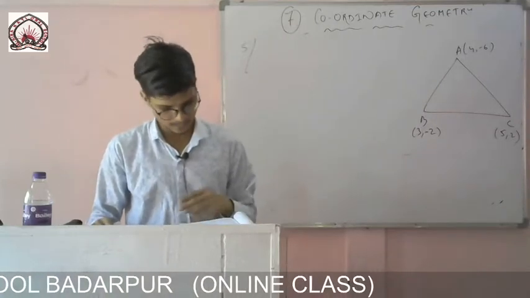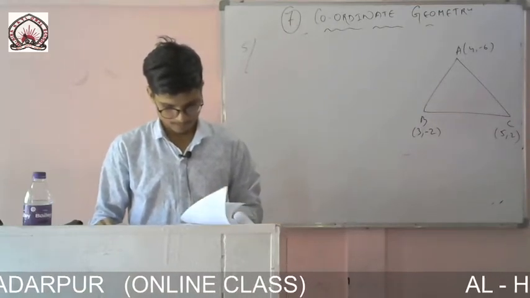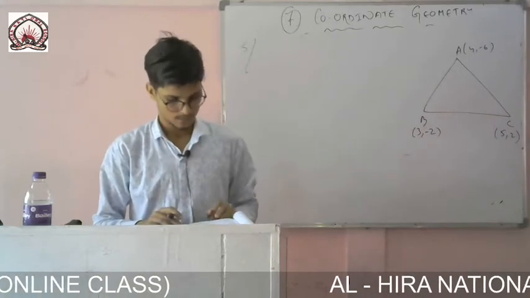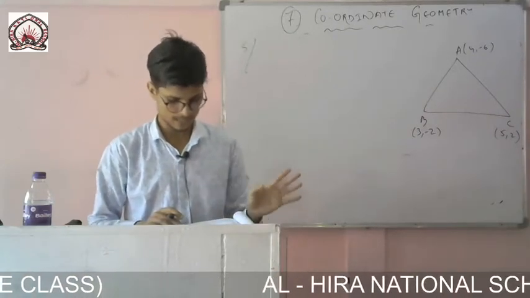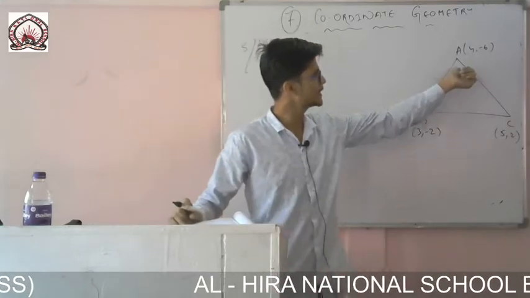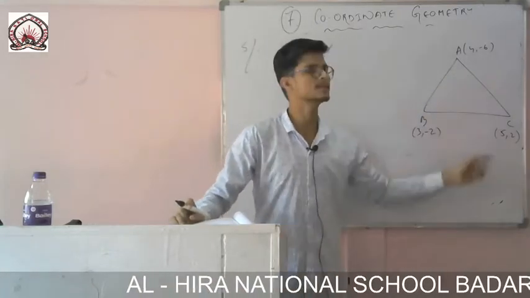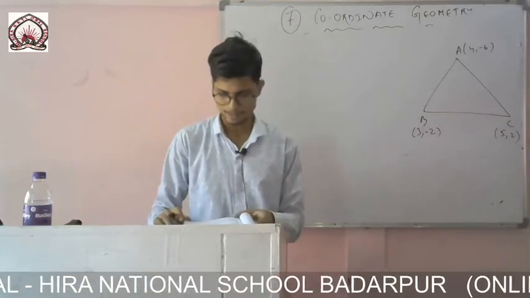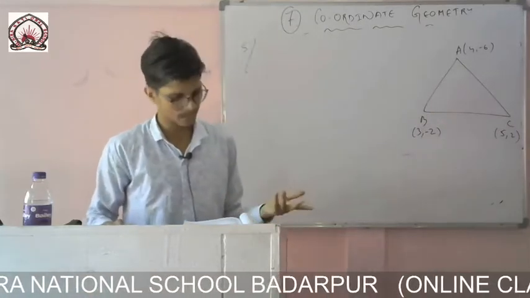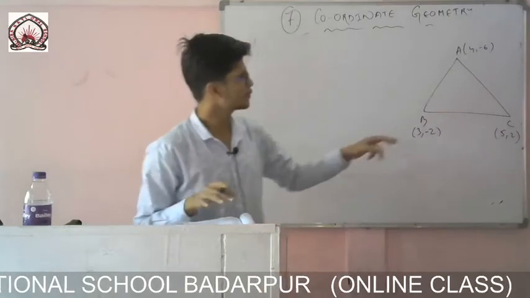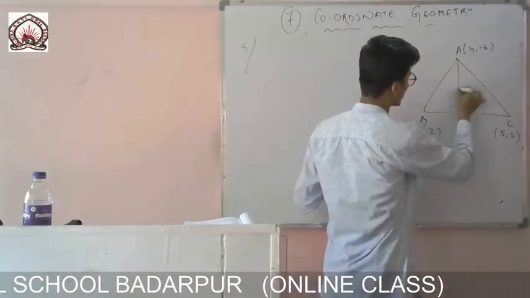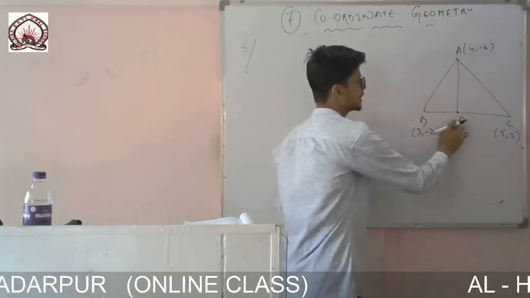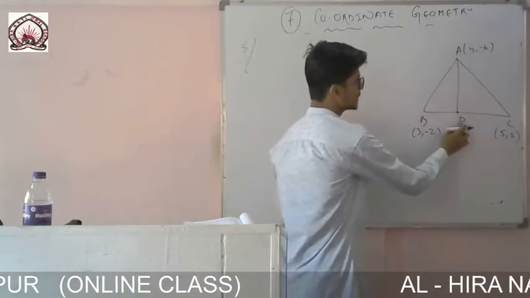So the question is given like this: a median of a triangle divides it into two triangles of equal areas. That means if I draw a median here, then this triangle will be divided into two triangles having the same area. So you have to verify that. To verify it, I need to find the coordinates. Let me draw a median and give it a point D. First of all I have to find the coordinate of this point.